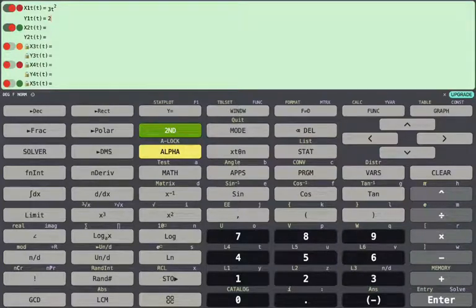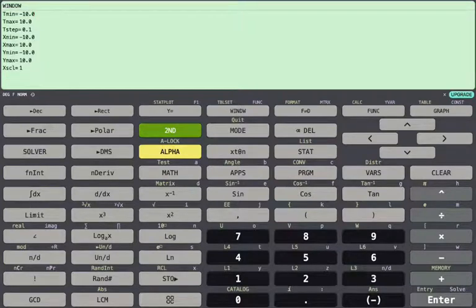And then we're going to go over here to my window. Now, instead of just having an x-min and an x-max and a y-min and a y-max, we have a t-min and a t-max. Our t-min needs to be -2 based on the domain restrictions they gave us, and our t-max needs to be +2. If you're doing just from -2 to 2, you can leave your t-step at 0.1.